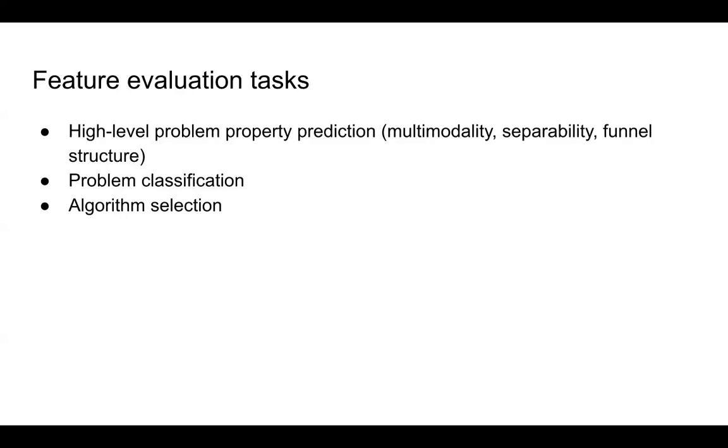So there is the task of predicting high-level properties of a problem. So this refers to like if the problem has multiple local optima or it's multimodal, if we can separate it into more simpler problems, which can be solved separately, etc. Then you can use this feature for comparing problems with one another, or this is also sometimes called the problem classification task, where you want to determine to which class a problem belongs to. And then finally, we have algorithm selection.